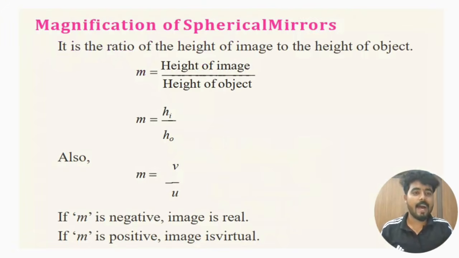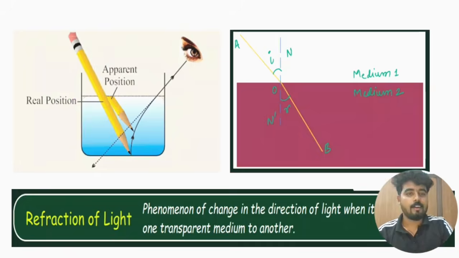The next one is called magnification of a spherical mirror. Here, we can write it as M is equal to height of the image divided by height of the object. Instead of writing like that, we can also write it as M is equal to minus V by U. Okay. Here there is a key point you should remember. M is negative when the image is real. If M is positive, then the image is virtual. Okay. Now we are going to the refraction of light.